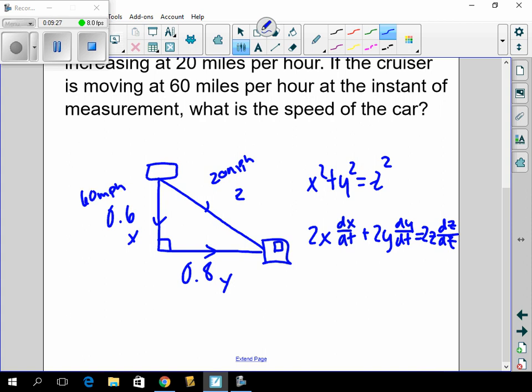So I know the cop's change is 60 miles an hour. I'm looking for the other car's change, and I'm given that z's change is 20 miles an hour right here. But what I'm not given is z, and so what we want to do first is find that distance z, how far apart the two are. So all we're going to do is use Pythagorean theorem for that. So 0.6 squared plus 0.8 squared, and this ends up actually being 1 squared. So z equals 1 mile.